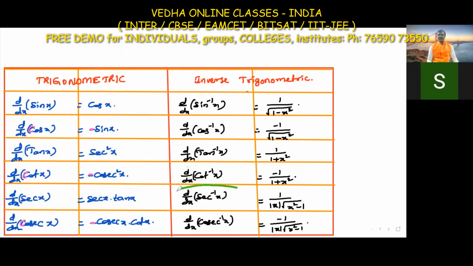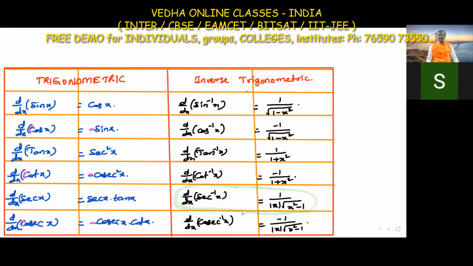Okay, next, d by dx of secant inverse x equals 1 by mod x into root of x square minus 1. Repeat. d by dx of secant inverse x is equal to 1 by mod x root x square minus 1. Again. d by dx of secant inverse x is equal to 1 by mod x root x square minus 1.